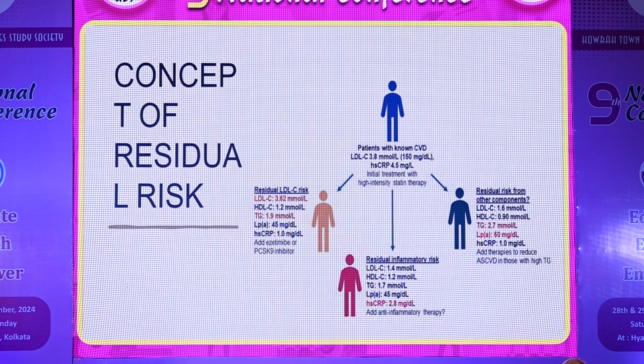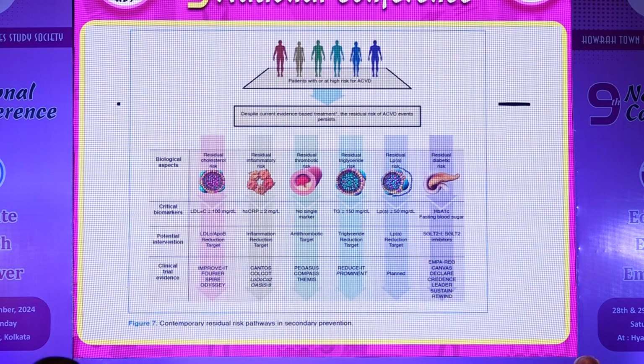And we might have to use specific pharmacological agents to reduce these other residual risk markers like triglycerides, non-HDL cholesterol or lipoproteins, to further reduce the risk of ASCVD. This diagram also illustrates the various pathways through which the residual risk can be addressed. We have already discussed, these are the patients who are at high risk of ASCVD. Despite current evidence-based management, the residual risk of ASCVD persists.